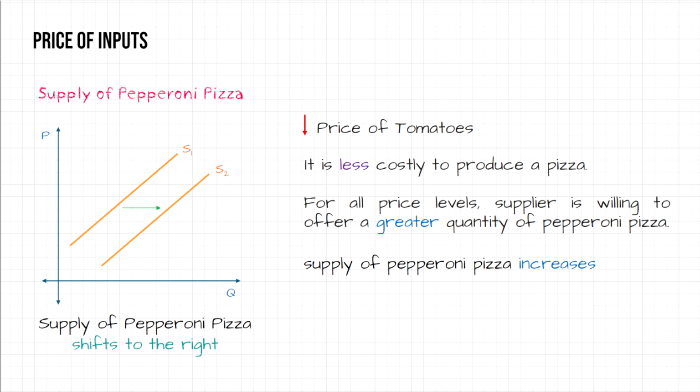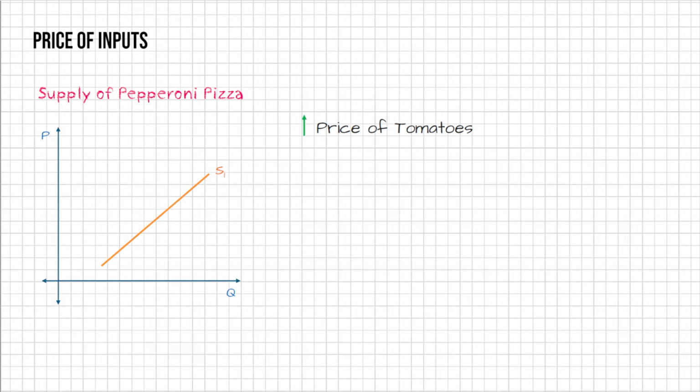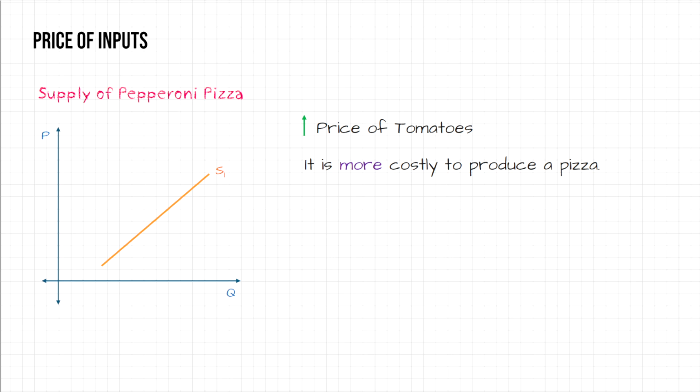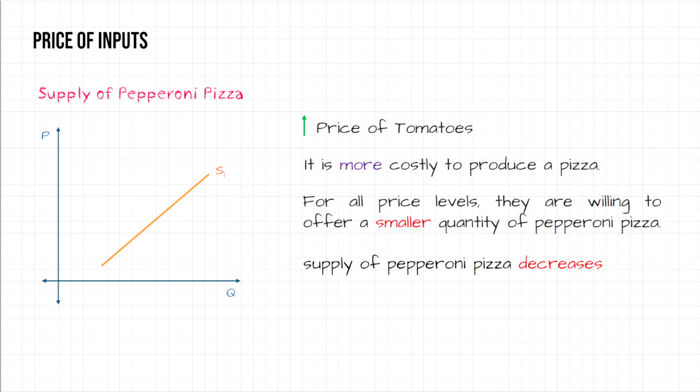Now let's think in reverse. The price of tomatoes increased. What will this do? It will make pizza more costly to produce. Supply is affected negatively. The supply curve shifts to the left.